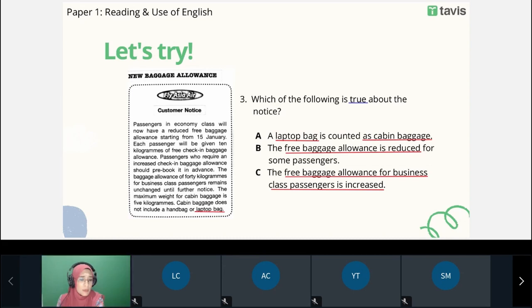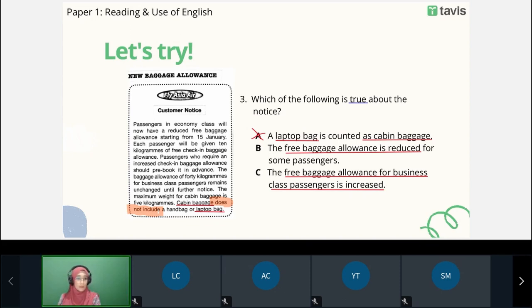Now here, cabin baggage. Let's read the whole sentence. Cabin baggage does not include a handbag or laptop bag. Does not include. That's your clue, I would say. So definitely the answer for A is wrong. A laptop bag here is not counted as cabin baggage. Definitely not. So A is already out.